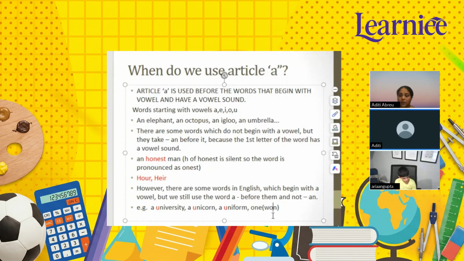Similarly, the number one, though it starts with O, has the sound of W, one, correct? So here also we will not be using an, we'll be using a. Clear?